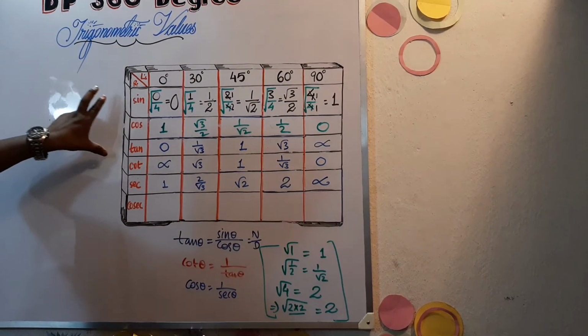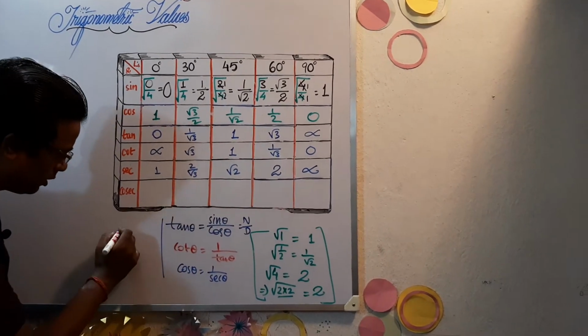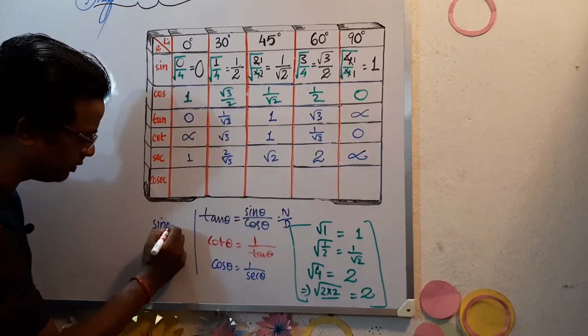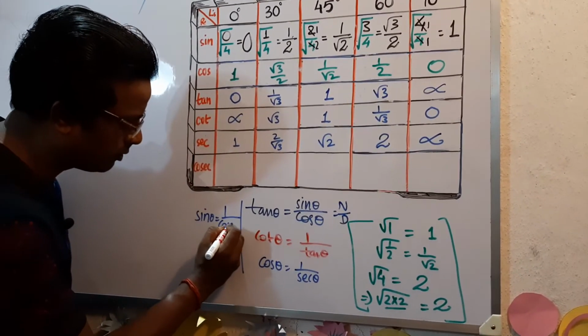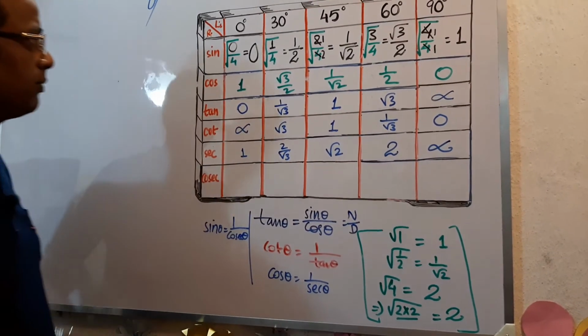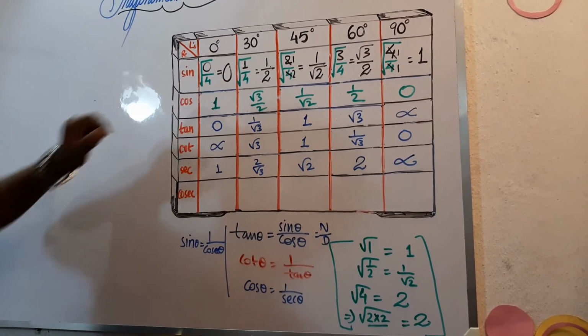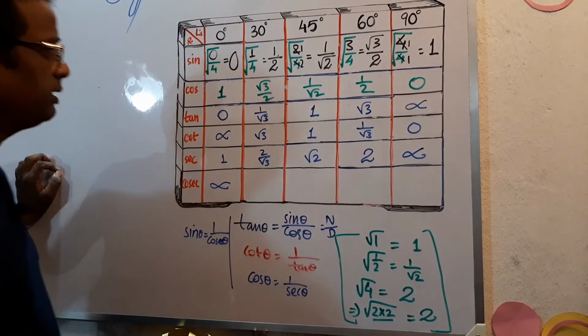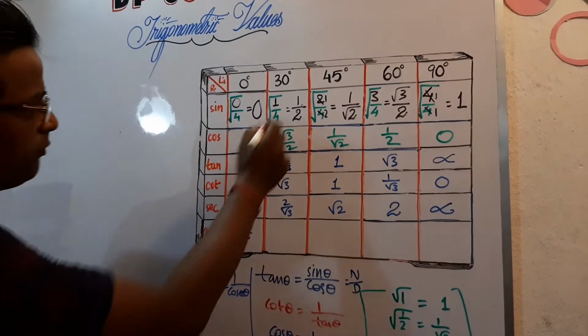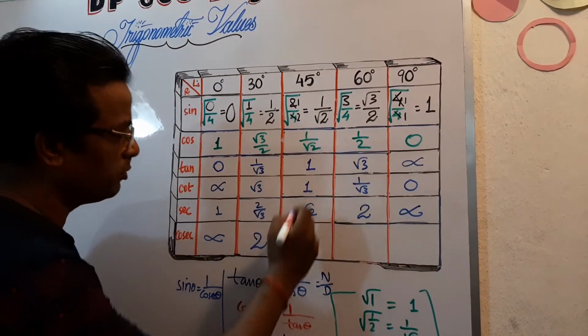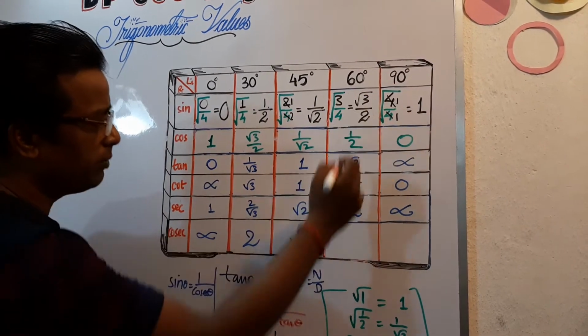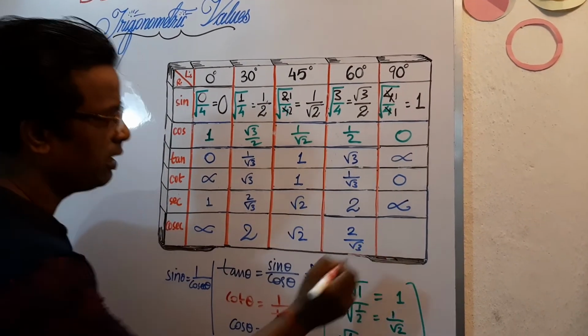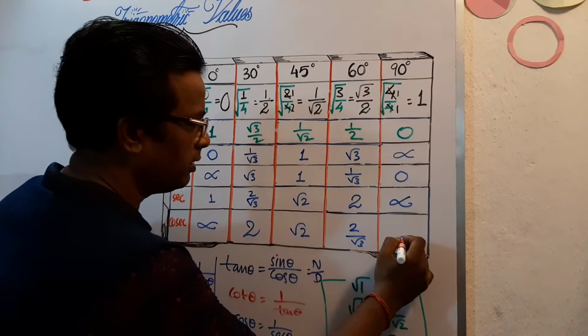Now cosec is the inverse of sine, which I taught you in the previous classes. Sine theta equals 1 upon cosec theta. So 1 upon 0 you cannot, it's undefined. Now 1 by 2, if you invert it, becomes 2. 1 upon root 2 becomes root 2. Root 3 by 2 becomes 2 upon root 3, and 1 upon 1 remains 1.